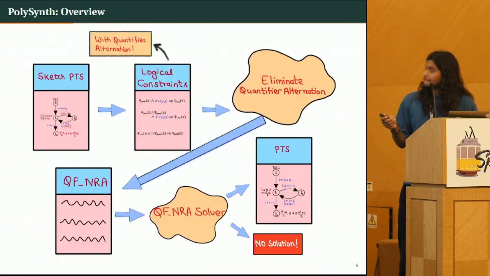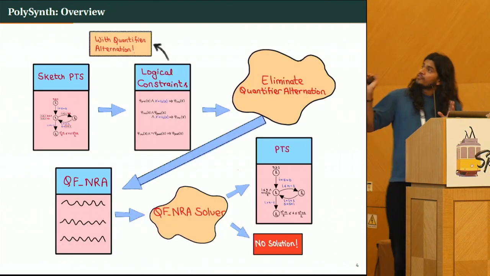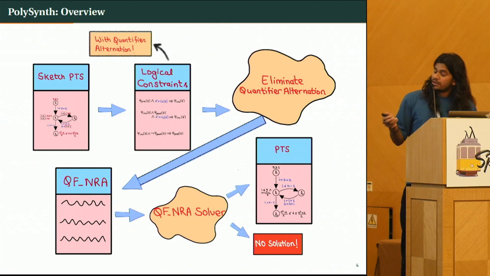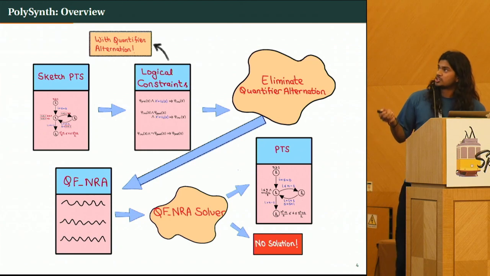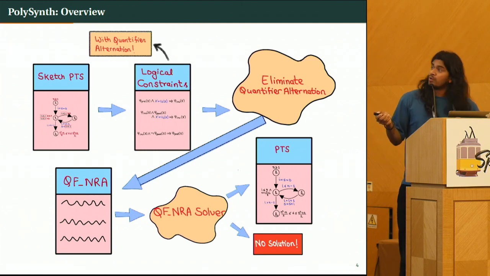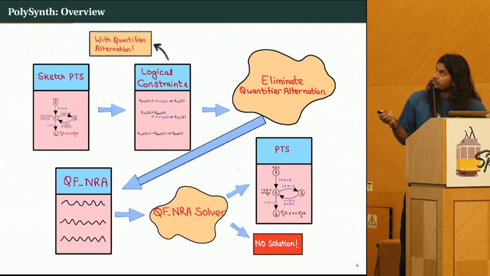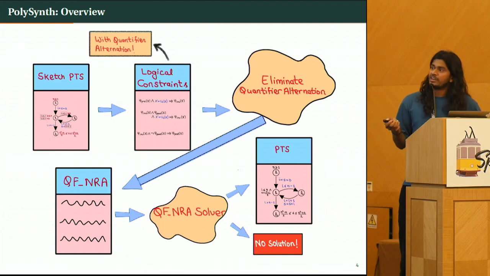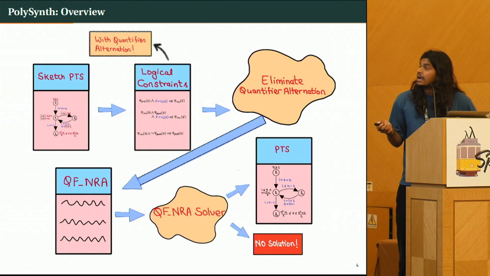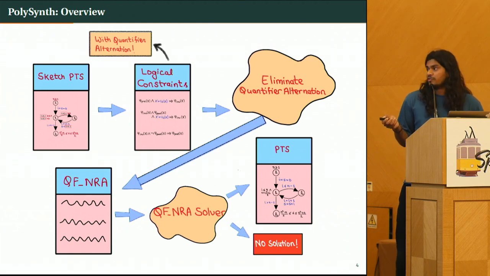So this is the overview of our tool called PolySynth, where you start with a sketch PTS, and then you convert it into a set of logical constraints, which is quite straightforward, and I'll talk about it in a while. Then we want to eliminate the quantifier alternation, because these logical constraints have a quantifier alternation, and we convert it into the quantifier-free fragment of nonlinear real arithmetic. Then you pass it to an SMT solver, and you get either your solution or no solution.